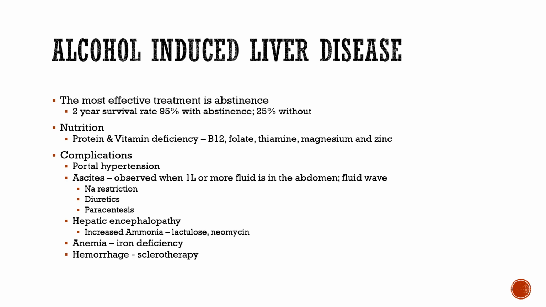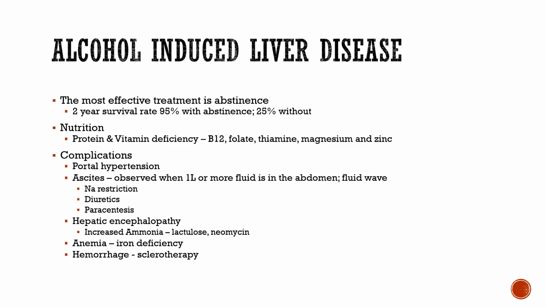For ascites, we treat that with a sodium restriction, diuretics, and oftentimes we have to do a paracentesis to draw off the fluid, especially if it impairs their breathing. Hepatic encephalopathy, this is usually from increased ammonia, and oftentimes these patients will be placed on lactulose, which binds the ammonia, and then they excrete it through the bowel, or neomycin.